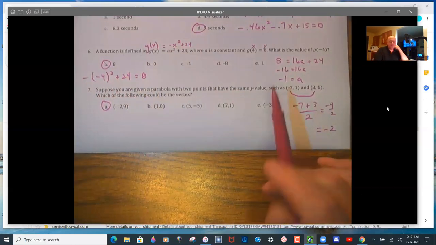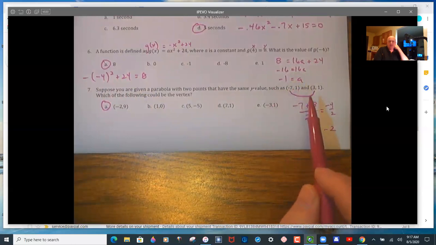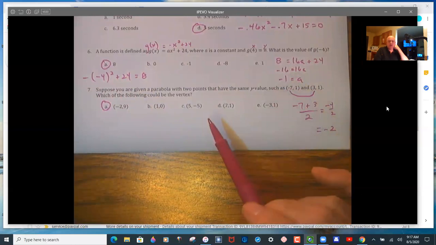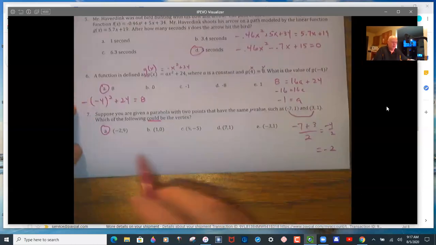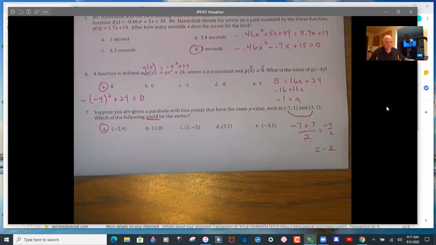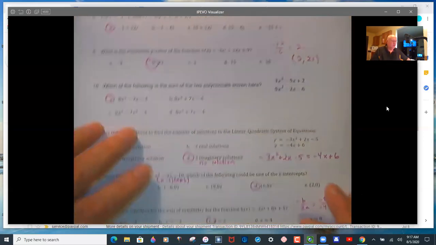Number 7, so these are like symmetry points. So the x value of the vertex is halfway in between the negative 7 and 3. So find the halfway point, which is negative 2. We don't necessarily know the y value of the vertex, so it says which of the following could be the vertex. So anything that has an x value of negative 2 could be the vertex. Okay, 1 page down and many to go.